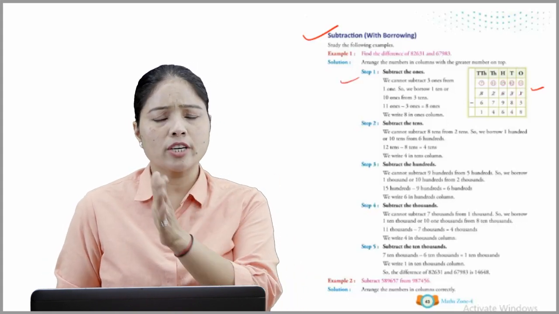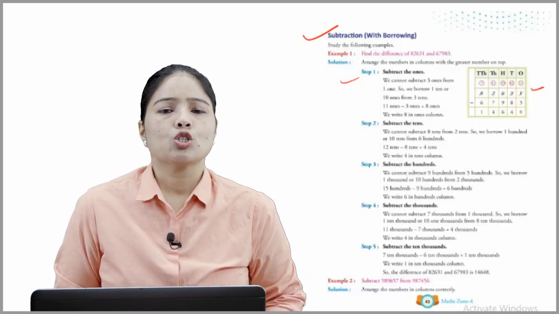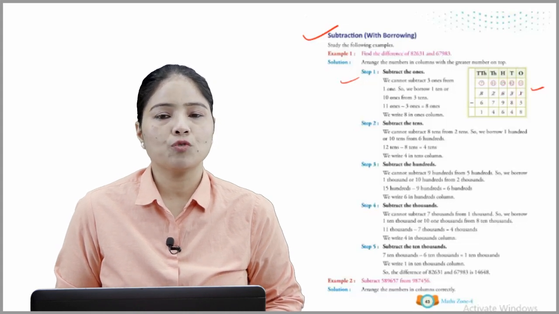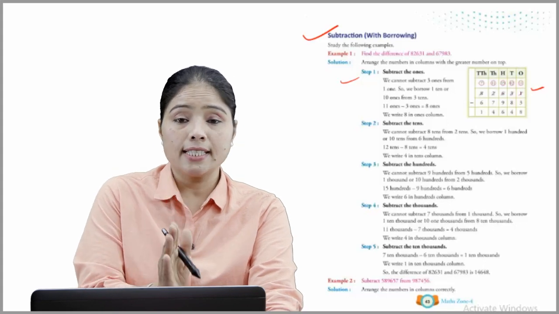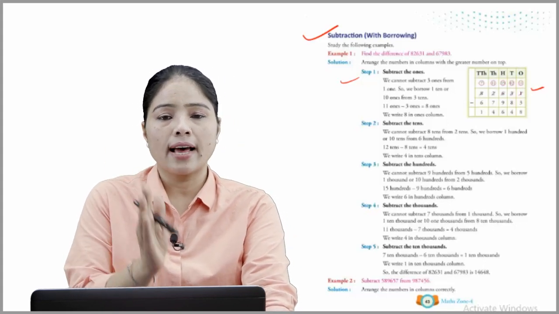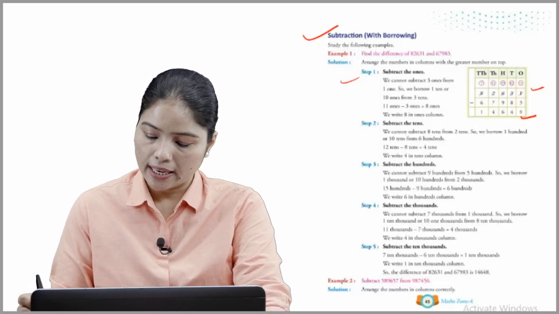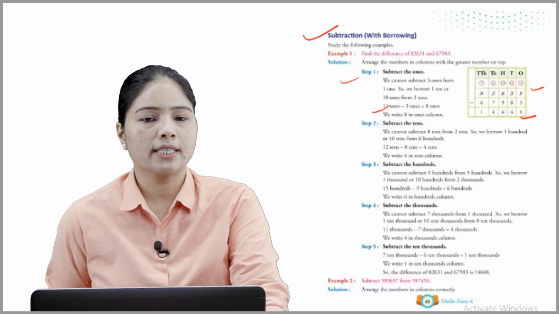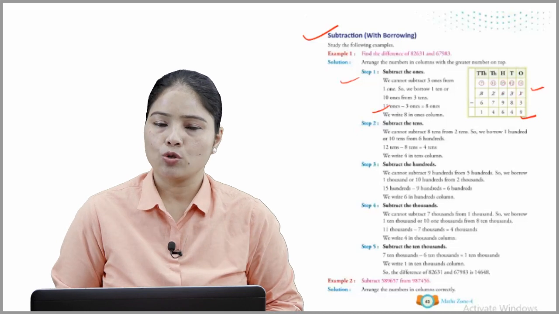We can't subtract 3 ones from 1 one. नहीं हम कर सकते. So we borrow 1 ten or 10 ones from 3 tens. 11 ones minus 3 ones is equal to 8 ones. Write 8 in ones column. इस तरीके से हमने क्या करा, borrow लेने के बाद minus किया और 8 लिख दिया हमने ones के place पर. Step number 2, subtract the tens. अब tens को subtract करते हैं.